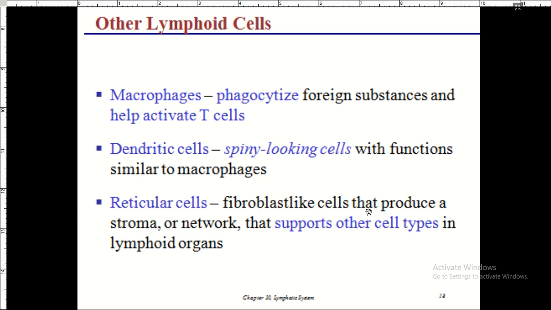What about the antigen presenting cells? We have three main ones: macrophages, dendritic cells, and reticular cells. These are called the APCs. The macrophages phagocytose foreign substances and present the antigen to T helper cells for recognition. The dendritic cells are spiny looking cells with functions similar to macrophages; they also do phagocytosis. Reticular cells are fibroblast-like cells responsible for producing reticular fibers, which form the stroma and support other cells in the lymphatic tissue.